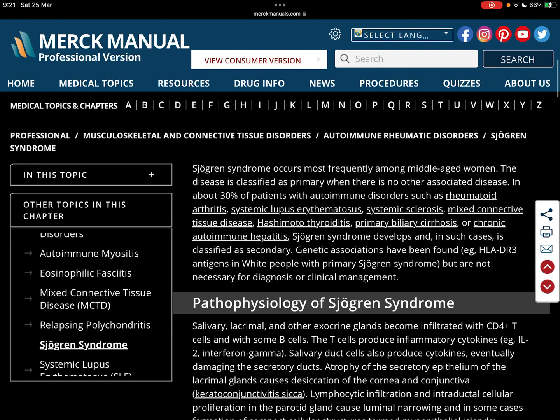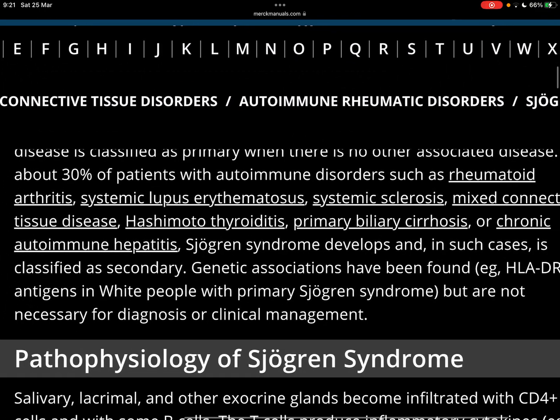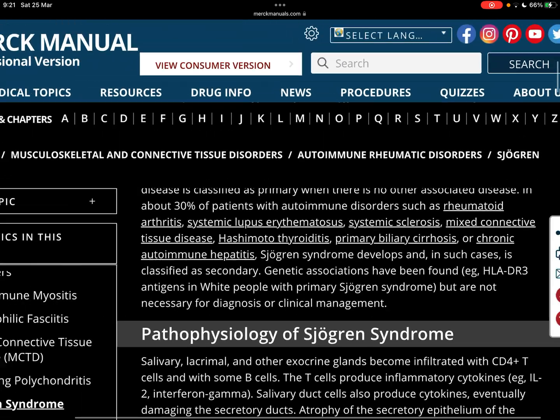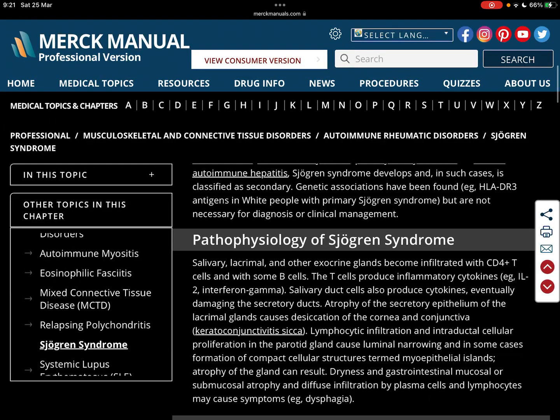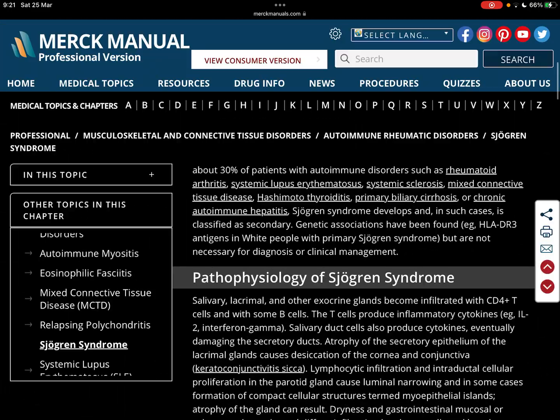So it should be noted if it's localized or systemic. It can also be primary, namely no other autoimmune disease causing the Sjogren's syndrome, but it can also be secondary. It's 30% secondary to other autoimmune disease, and you can see the list: rheumatoid arthritis, lupus, systemic sclerosis, and so on. Genetic association, sometimes it's connected to HLA-DR3. Okay, but they don't use it for diagnosing.